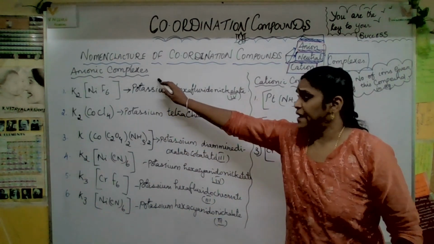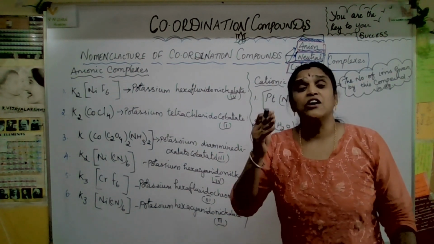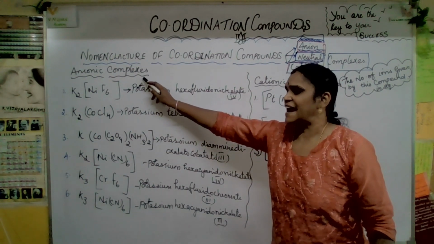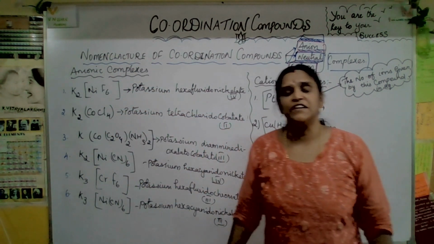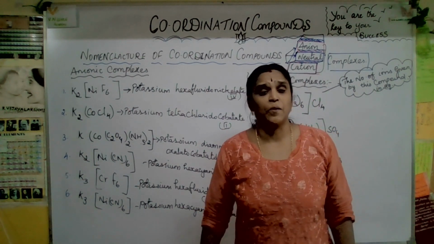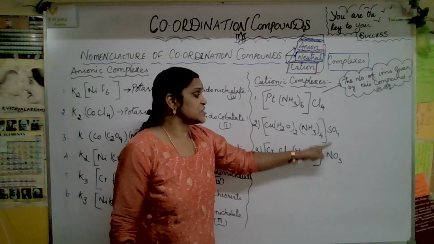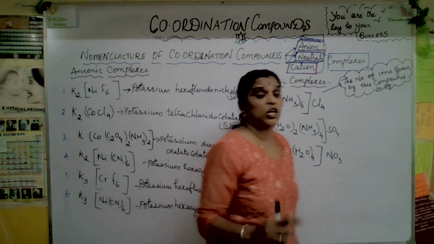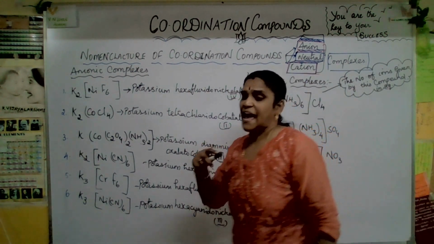Generally here, anionic complexes, cationic complexes. When the ions dissociate positively charged, that is called anionic complexes. Whereas when ions dissociate negatively charged, that is cationic complexes, when they dissolve in aqueous medium. Please note that.